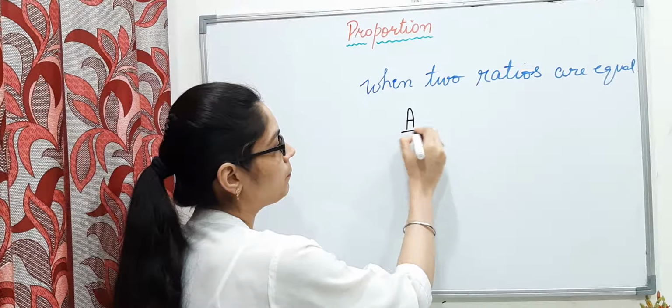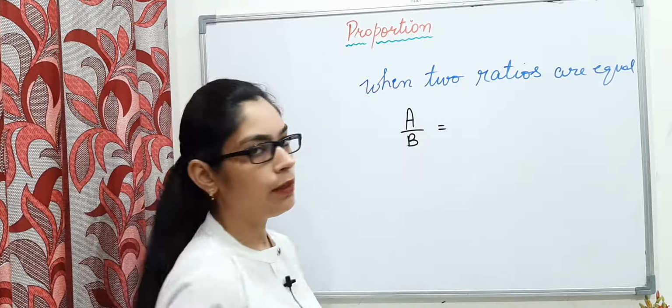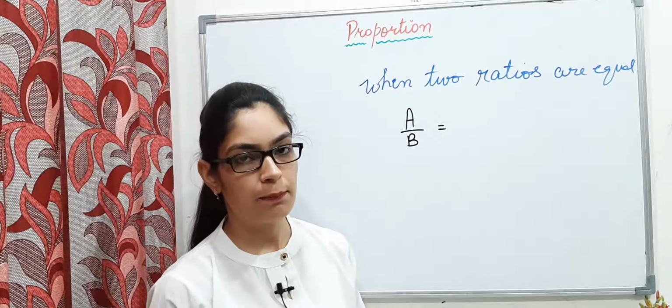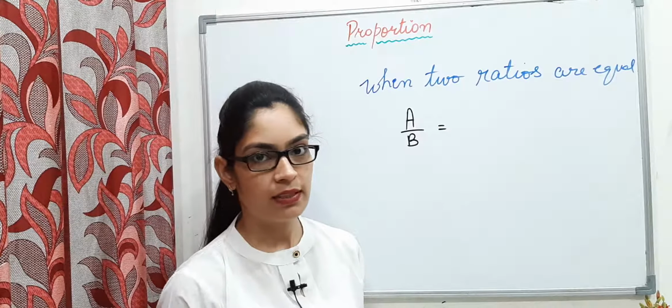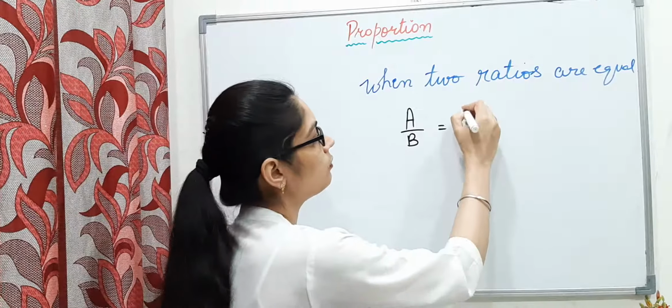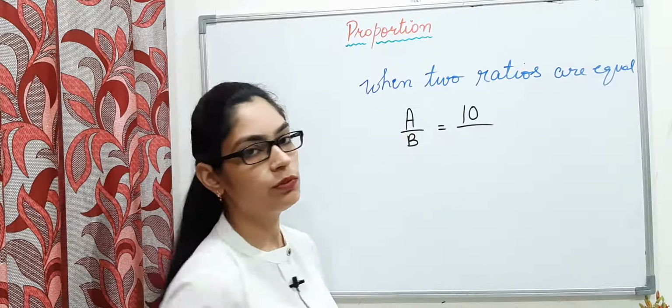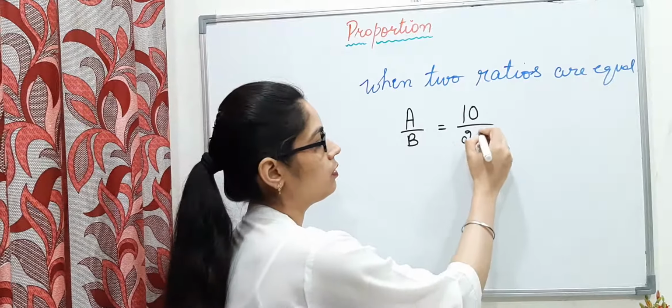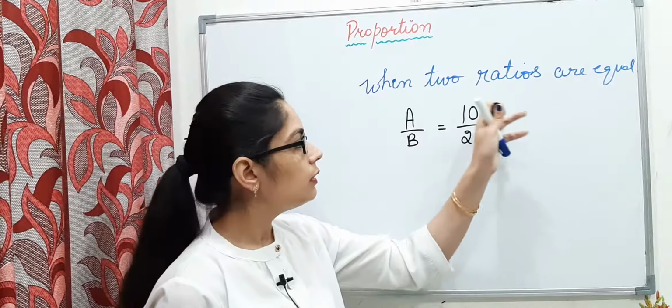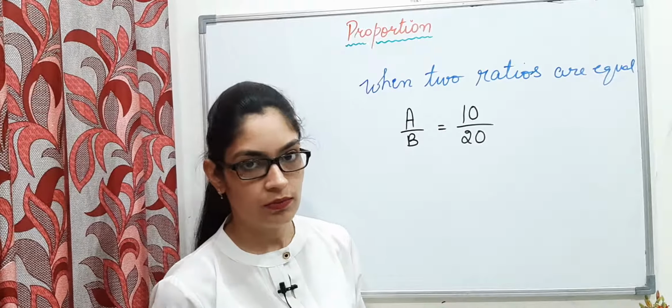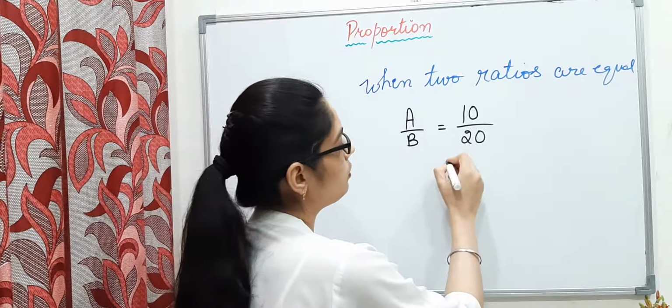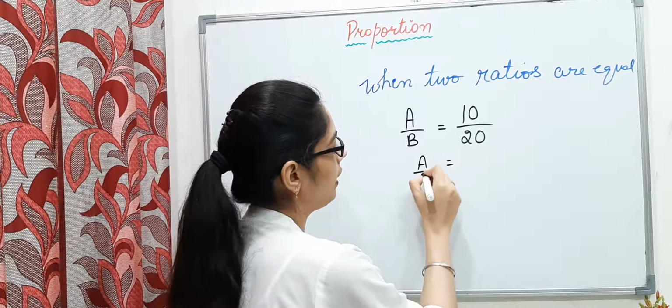So A by B. When I took the example of marks of students, the first example which I took, marks of student A is 10 and marks of student B is 20. Both these are marks, that's why I took the ratio. So A by B, I got half.